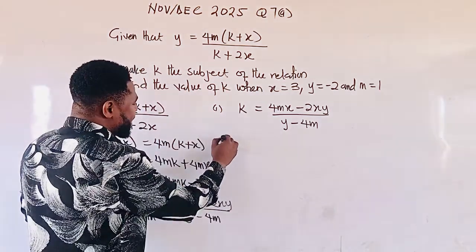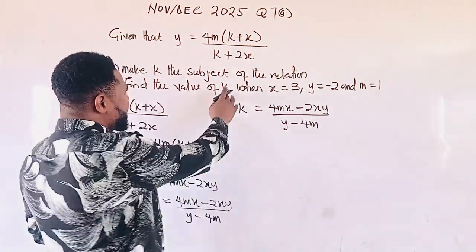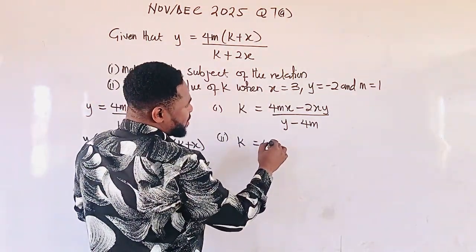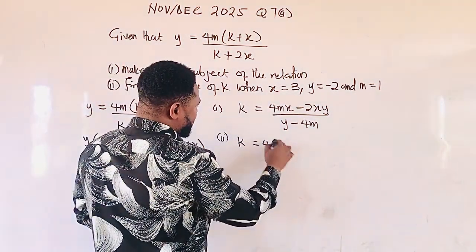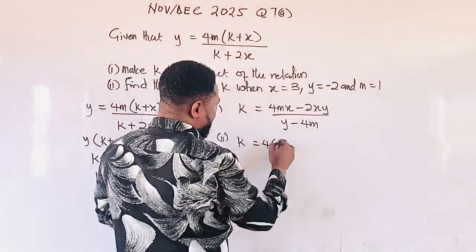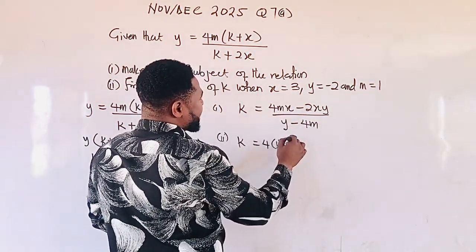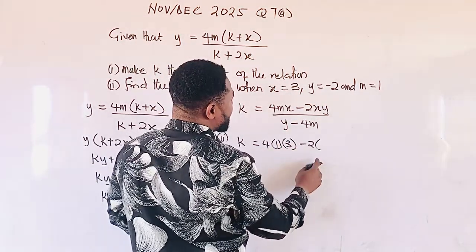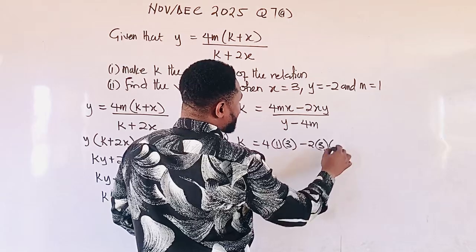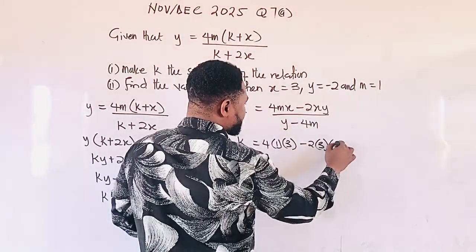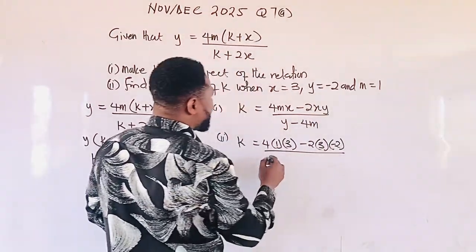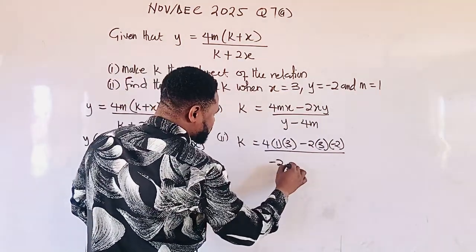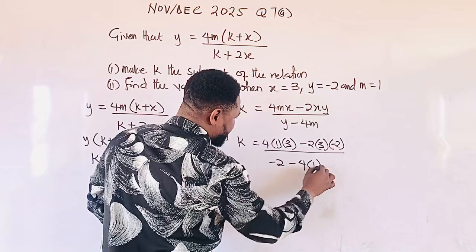Now for the II, we have been asked to find k. So we are looking for this k when x, m and y are given to us. So we know that our m is 1, so we fix it. Our x is 3, we fix it. Minus 2 multiplying x, which is 3, multiplying y, which is negative 2. All divided by y minus 4m, and our y is negative 2 minus 4 multiplying 1.